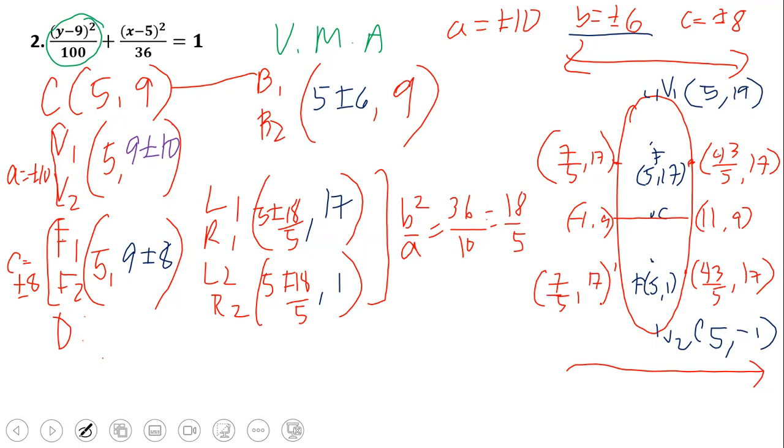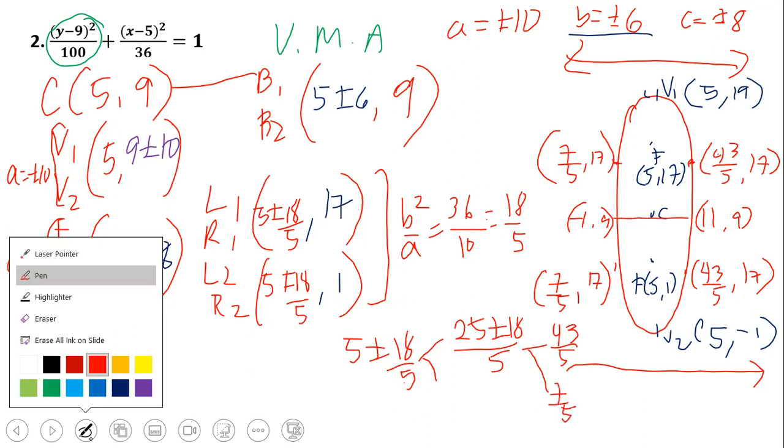So how do we simplify? Which is 5 plus 18 over 5. So you're going to multiply 5 times 5 to the left side. This will become 25 plus minus 18 all over 5. So that's the reason why there is one value of 43 over 5. And the other part is 7 over 5.